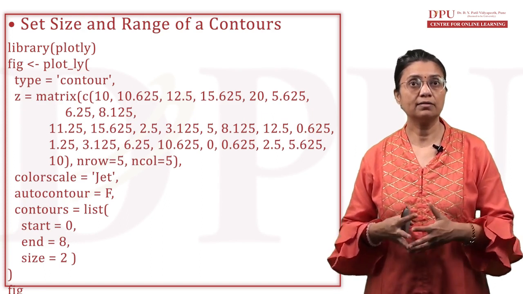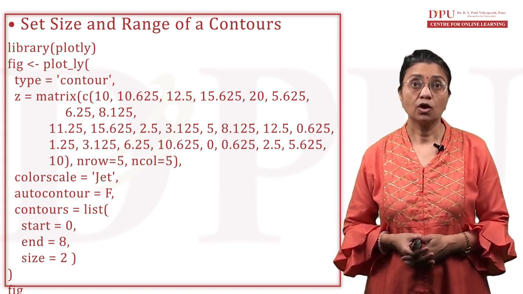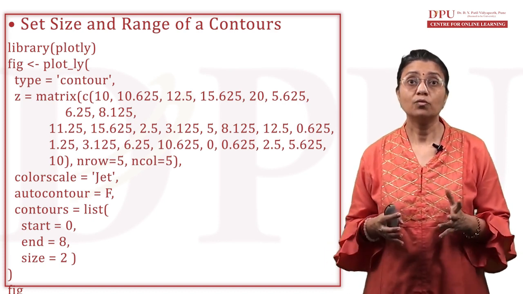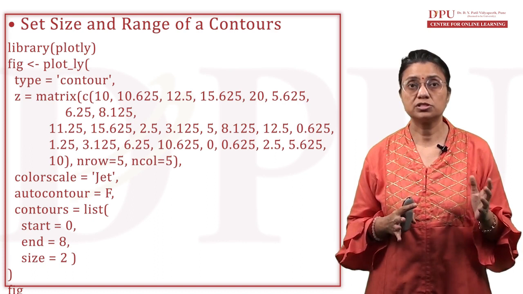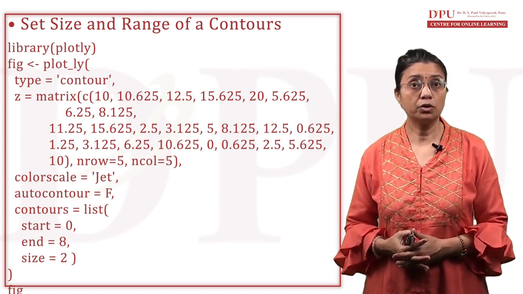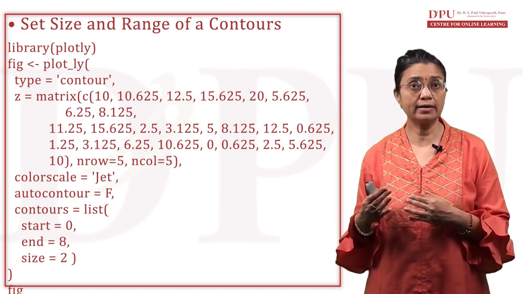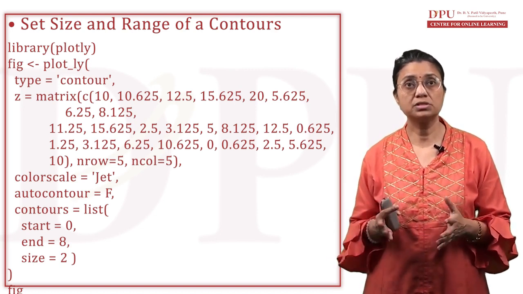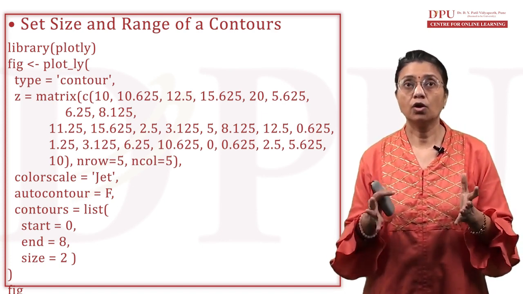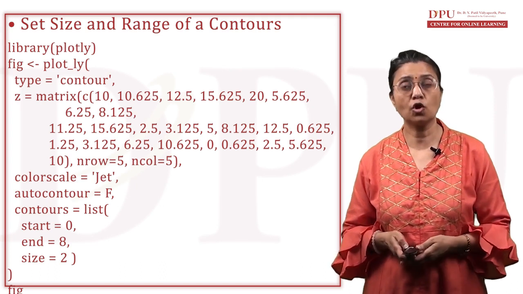Then we can see how to set the size and range of a contour. Library plotly, type equals contour, z is equal to the matrix, and colorscale is equal to jet. Autocontour is F, and contours is a list with start 0, end 8, and size 2, which means the start and end values are from 0 to 8 and the size is 2. So basically I am giving the properties of the contour. I am saying autocontour equals F, colorscale equals jet. So colorscale, autocontour, and contours are all attributes which are set to a particular value. The entire plotted contour is stored in the variable fig.